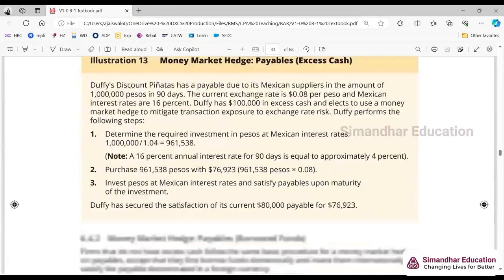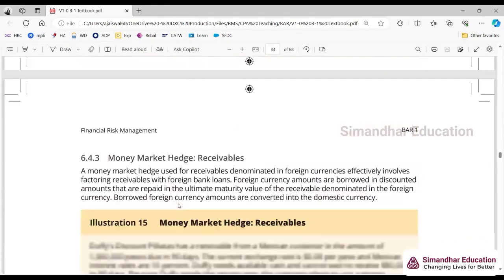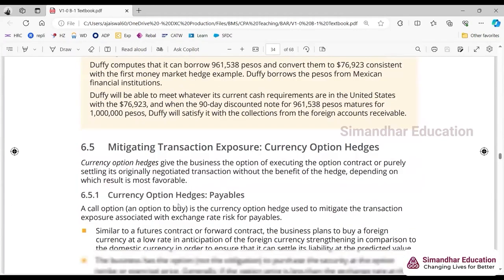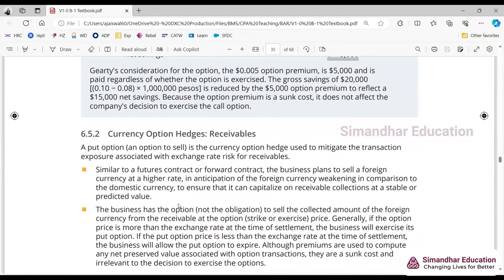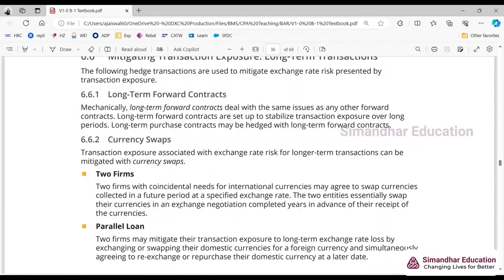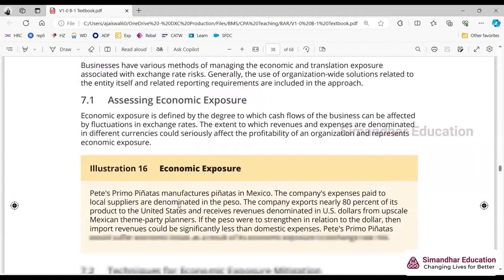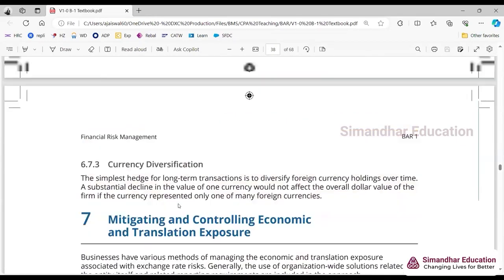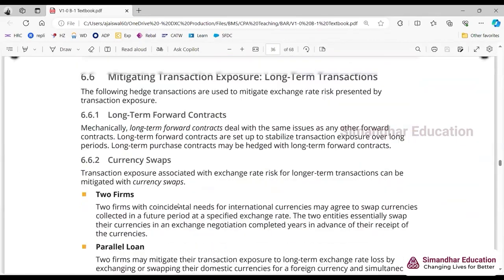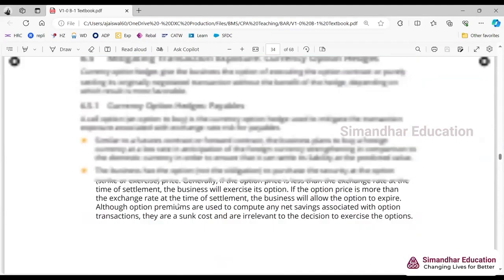Money market hedge, yes. The question example of money market hedge is there. Currency options is also there. Currency swaps is also there. Great. Economic. Okay. So let me go back up. So some examples are also there. Good examples are there. We'll solve them.